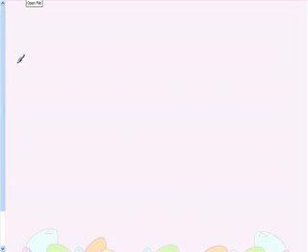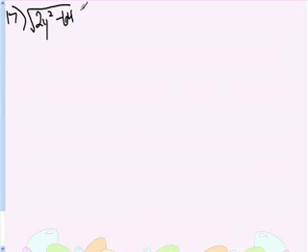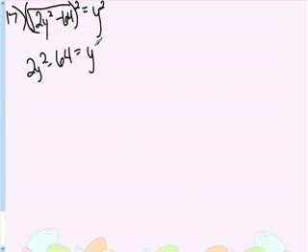I'm going to clear the page. And the last one we're going to do is number 17. Square root of 2y squared minus 64 equals y. Okay, radical's already isolated, so I'm going to square it. Square both sides. So I get 2y squared minus 64 equals y squared. I want to get everything on one side, so I'm going to subtract y squared.